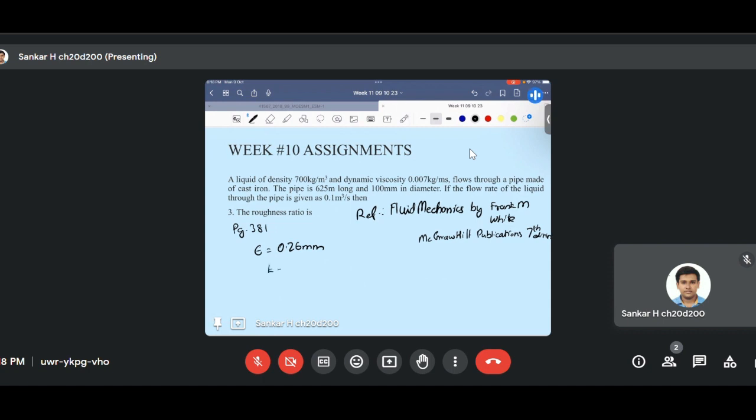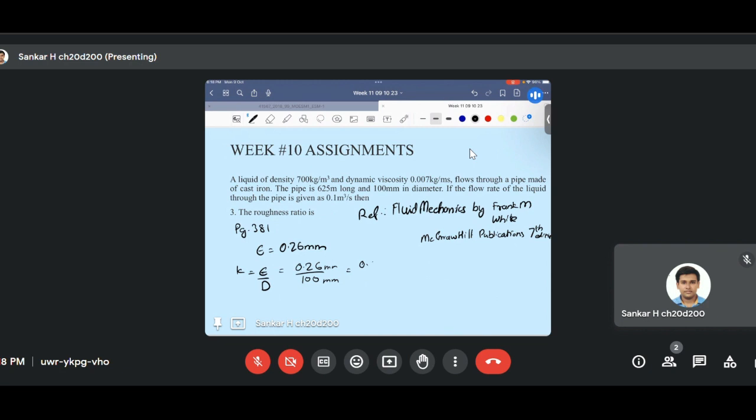Therefore, the roughness ratio will be equal to 0.26 divided by 100. This is in millimeters. This also will be in millimeters. Okay, the roughness ratio is defined as the roughness to the diameter. Therefore, the roughness ratio will be equal to 0.0026. This will not have any unit.